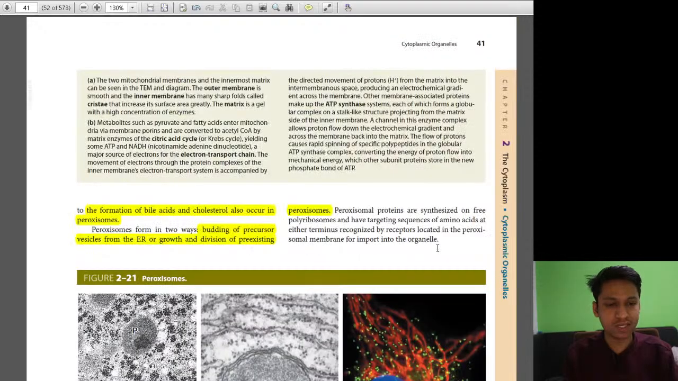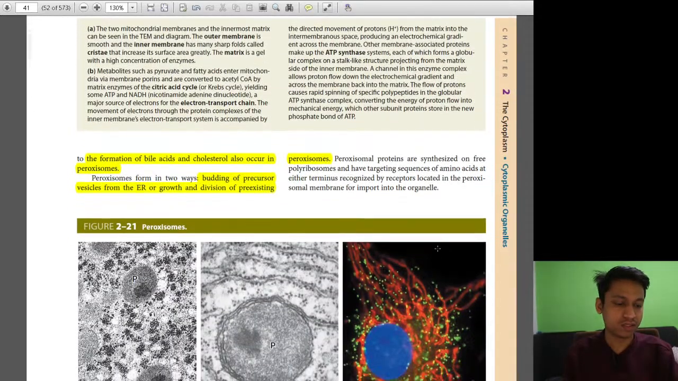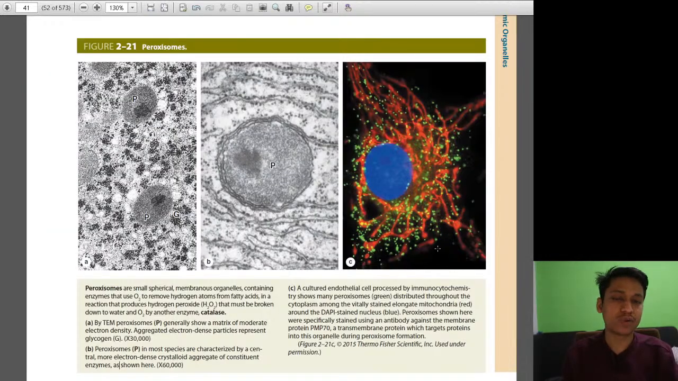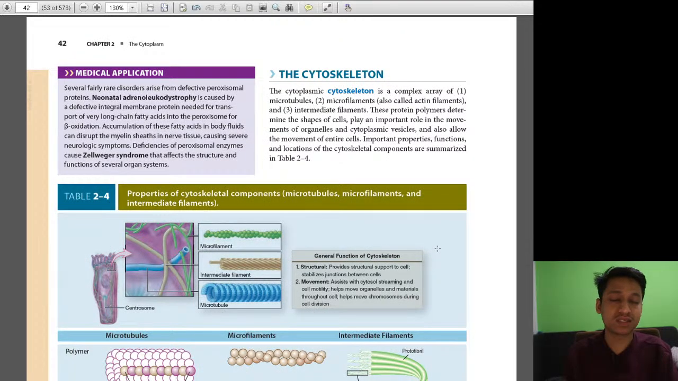And this was it about the peroxisome. Next up, we are going to start with the cytoskeleton. Let's go to the next lecture to study the cytoskeleton. After the cytoskeleton, we are completely done with this chapter, and we're going to then go into chapter 3, studying the nucleus. So, thank you, everyone.